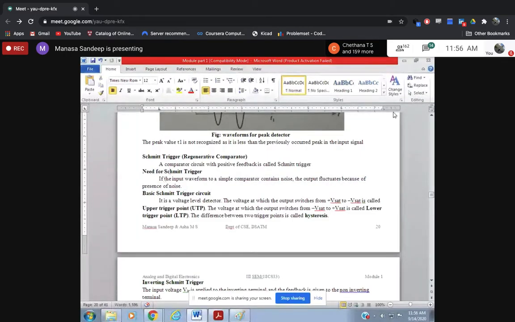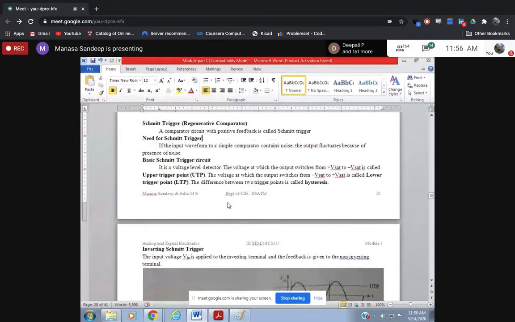So what you need to know here for the need for Smith trigger is that the output fluctuates because of the presence of noise in the comparator, and that is reduced by a good percentage in the Smith trigger with the help of this positive feedback. That's why we are using Smith trigger. That's all you need to know.